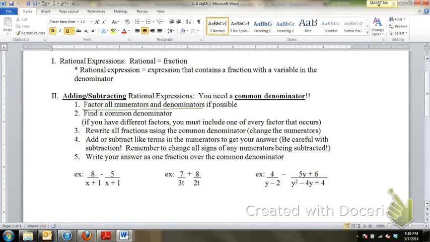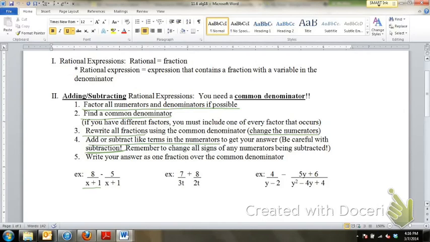Okay, so factor everything. Find a common denominator, rewrite all your fractions, meaning you have to change the numerators too. And then you add or subtract like terms in the numerators. Be careful with subtraction. Okay, and that's going to happen in the last example here. And then just write your answer as one fraction over the common denominator.